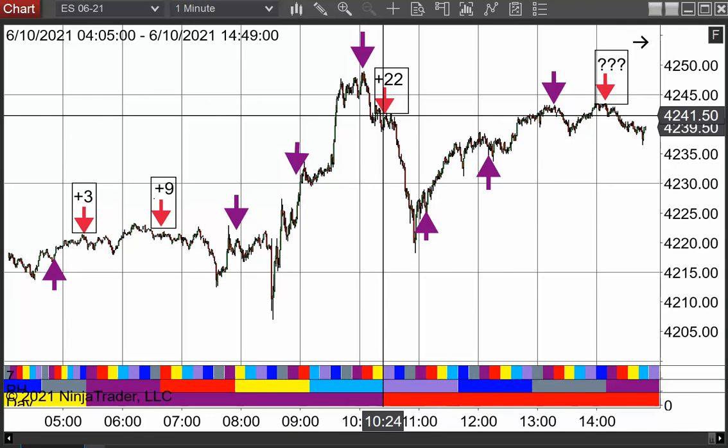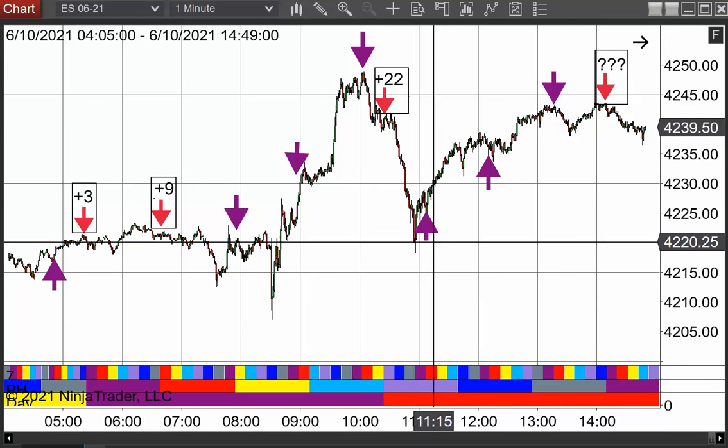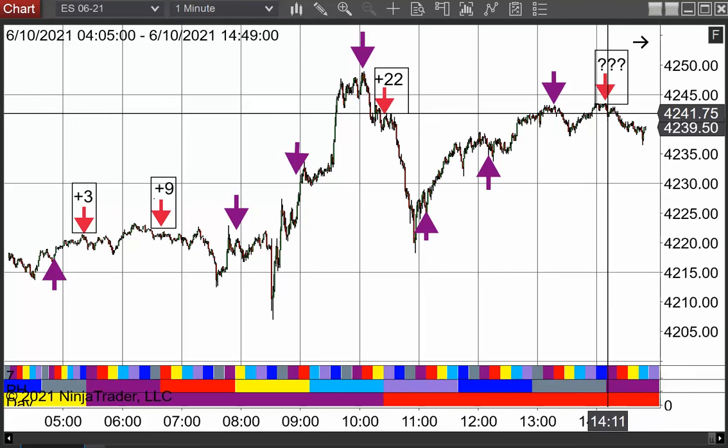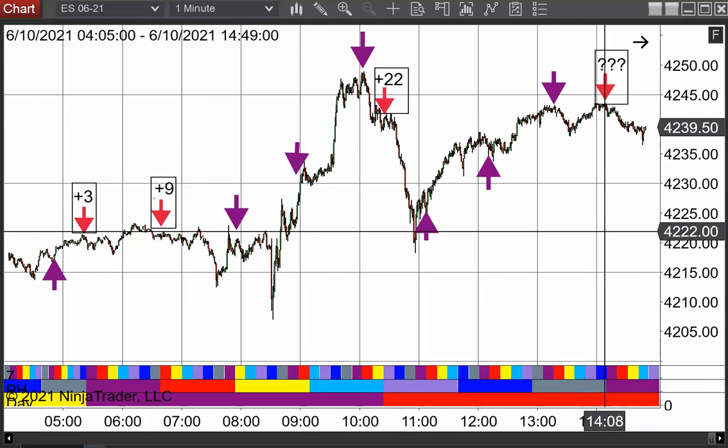The third point, which is usually the strongest point of the day, this one moved about 22 points from that point down to here. And then the fourth point, which is right here, this is usually the second strongest point of the day, and so far it's moved down about 7 or 8 points, and we're still in the middle of this trade, seeing where it's going to continue.